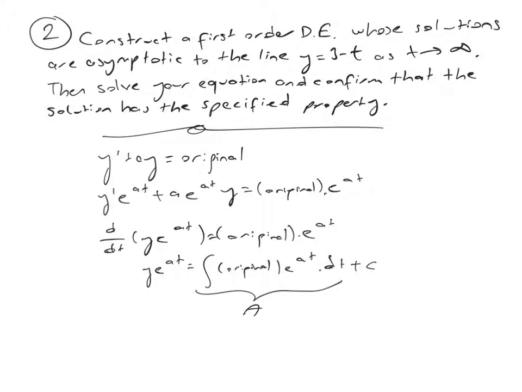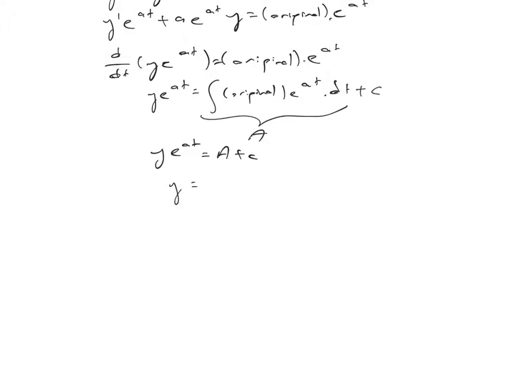So y times e to the at is equal to capital A plus c. From here, y is equal to A times e to the minus at plus c times e to the minus at. The c term is related to asymptotically getting closer to the line y equals 3 minus t. So from here we understand that a is bigger than 0. So this part will attenuate in time, and this part is equal to 3 minus t.